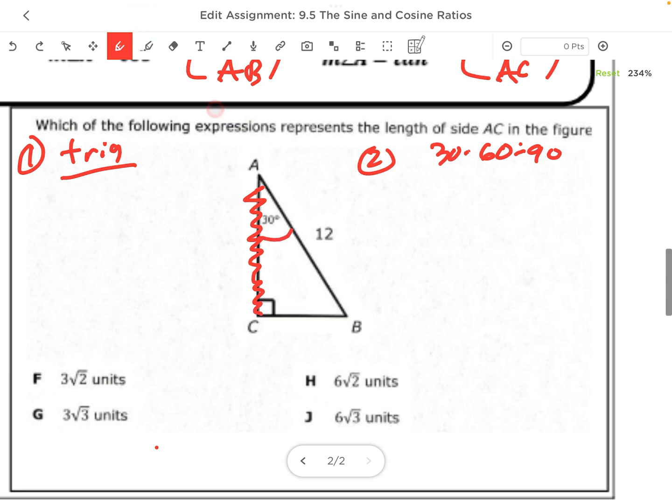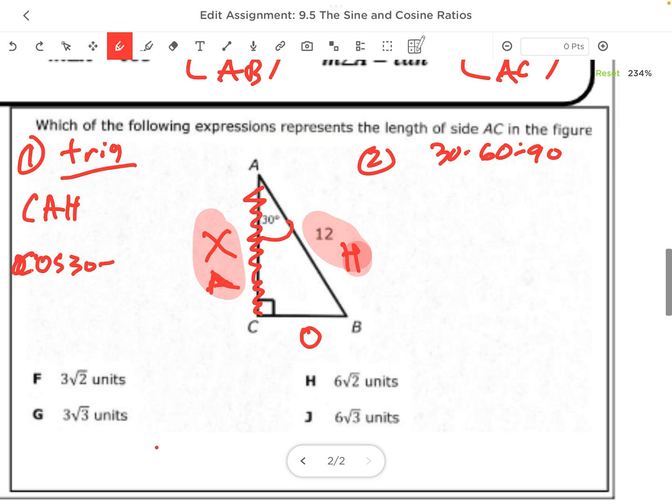From this perspective, this is x, that's what I'm trying to find. This is my opposite, that's my hypotenuse, of course. So if that's the opposite, this has to be the adjacent, right? So we're working with the adjacent side and the hypotenuse. So what can we do with adjacent and hypotenuse? That would be c, so we're going to say the cosine. So the cosine of 30 is equal to the ratio of adjacent over hypotenuse. So we're going to say x over 12.